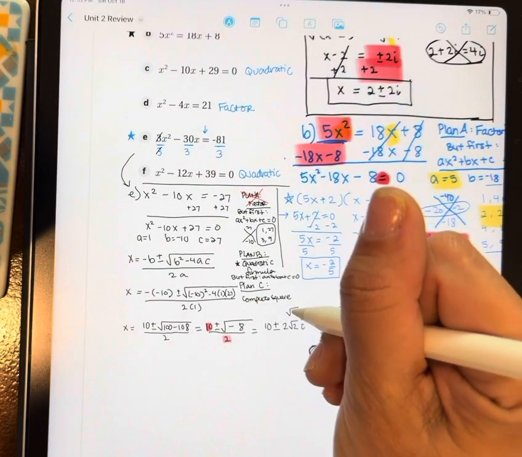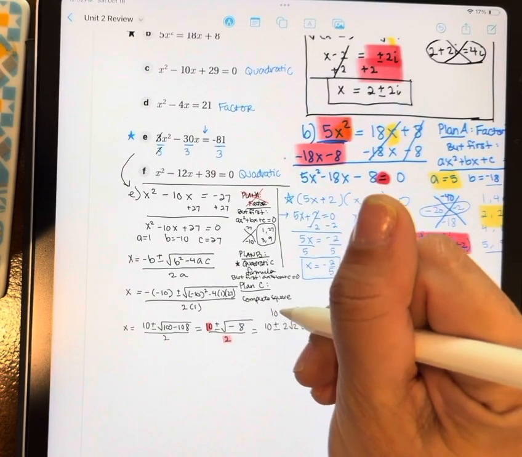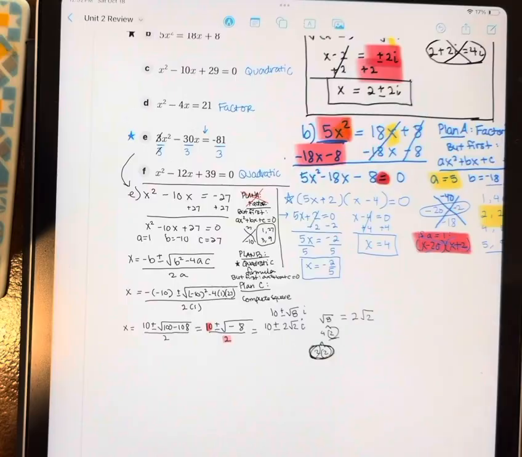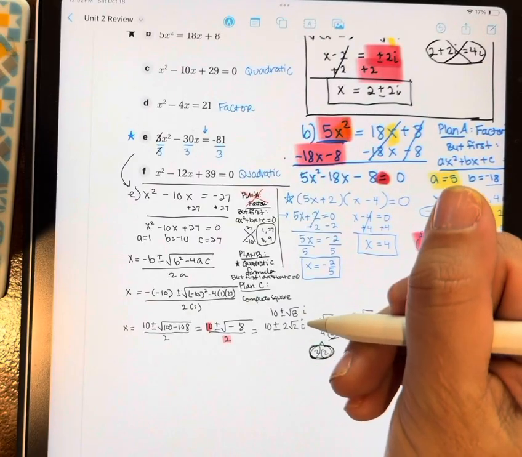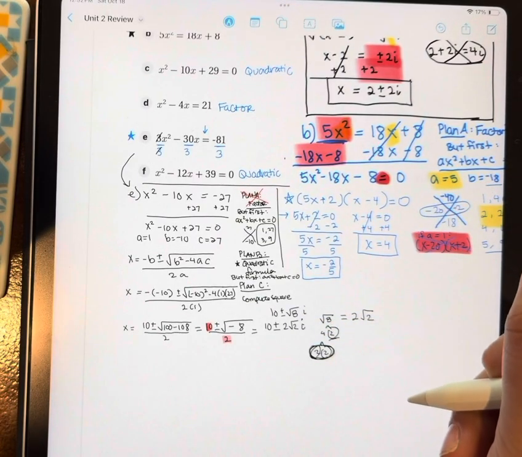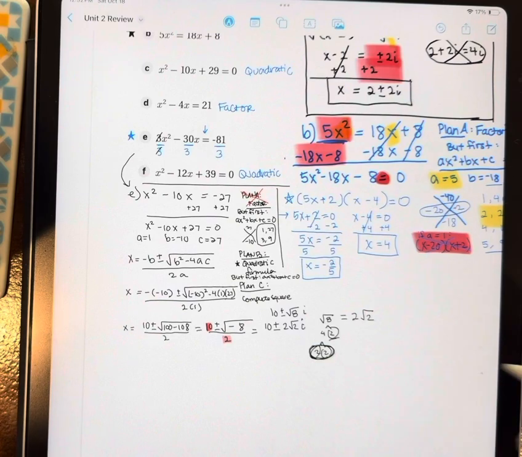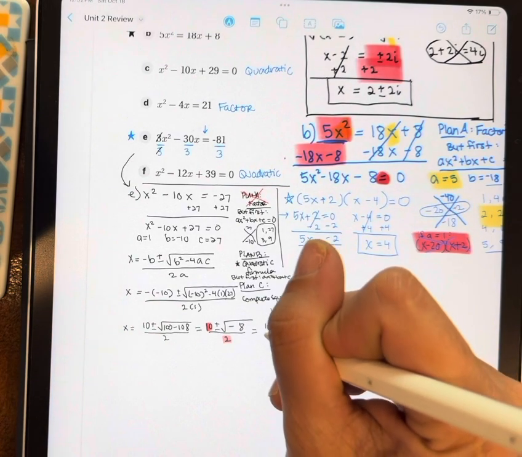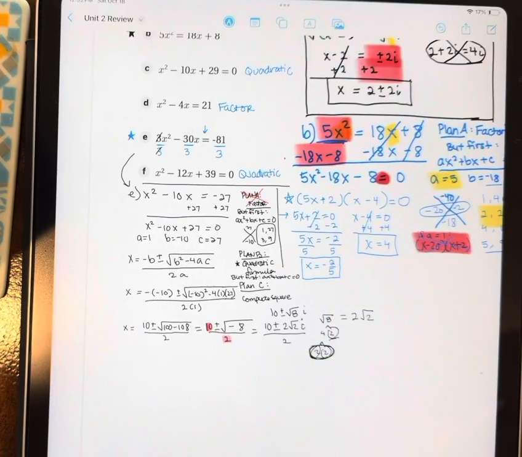Just go back and leave rad 8 for me right there. Leave 10 plus or minus rad 8i. All right? This only loses a little bit of points. But you pulling some voodoo math here and making up something that's not right anymore, it loses way more points. And then we divide by 2.